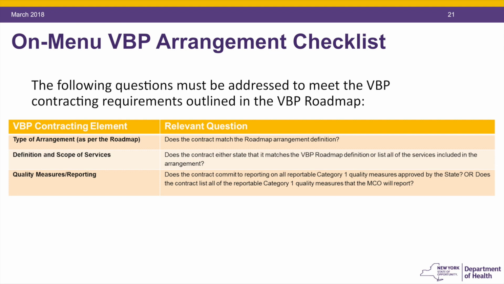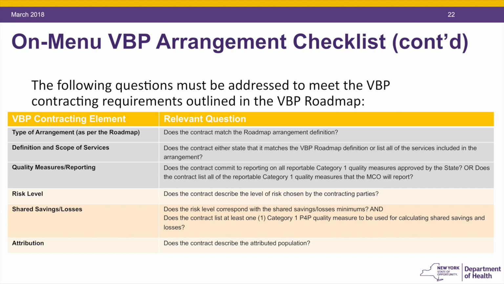Quality measures and quality reporting. We put the questions here, and you see that a requirement for the value-based payment contract is that all value-based payment contracts have to report on all reportable Category 1 measures. Those measures are HEDIS and QARR measures, and the CAG reports or playbooks actually list those measures. I did mention earlier the 2018 Category 1 measures are posted on our website. Next slide, please.